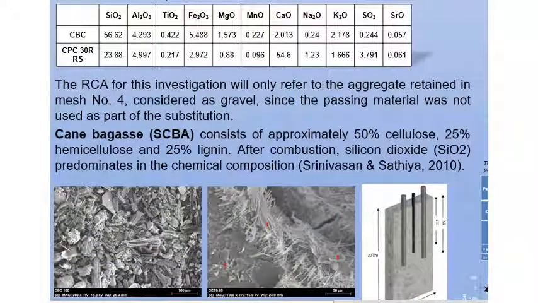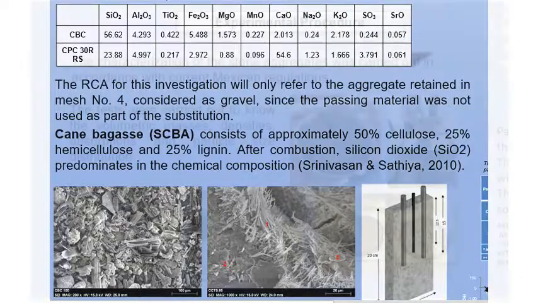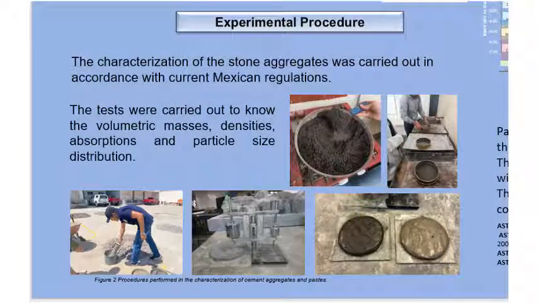Cane bagasse consists of approximately 50% cellulose, 20% hemicellulose, and 20% lignin. Experimental procedure. The characterization of the stone aggregates was carried out in accordance with current Mexican regulations. The tests were carried out to note the volumetric masses, densities, absorptions, and particle size distribution.